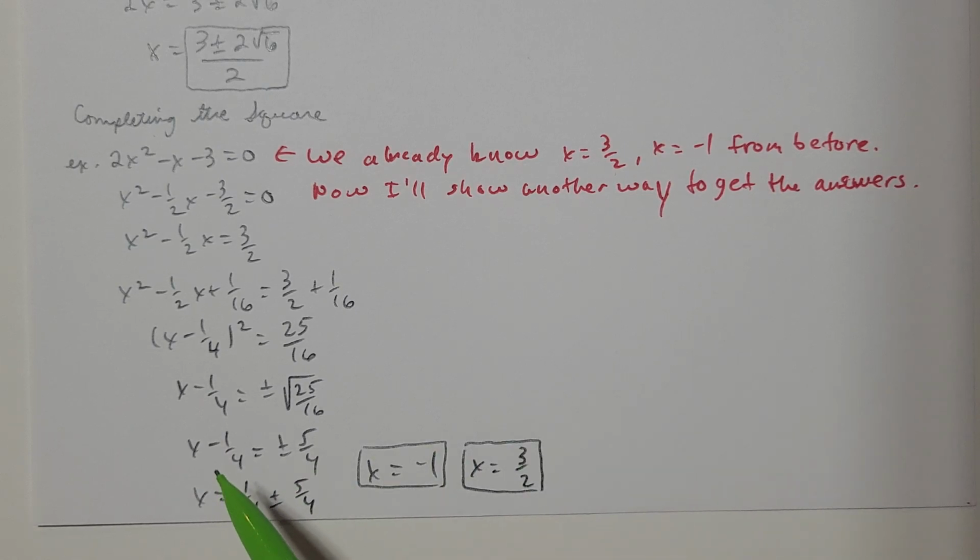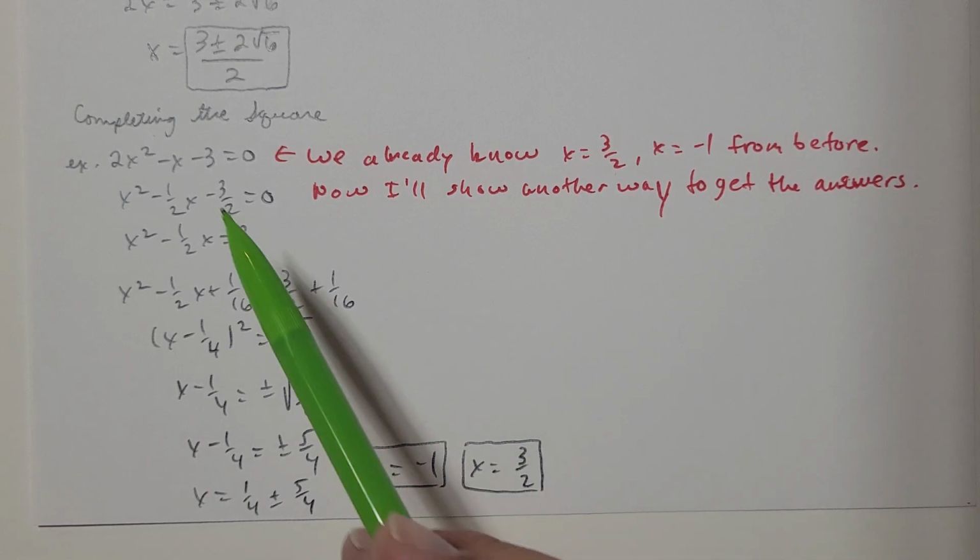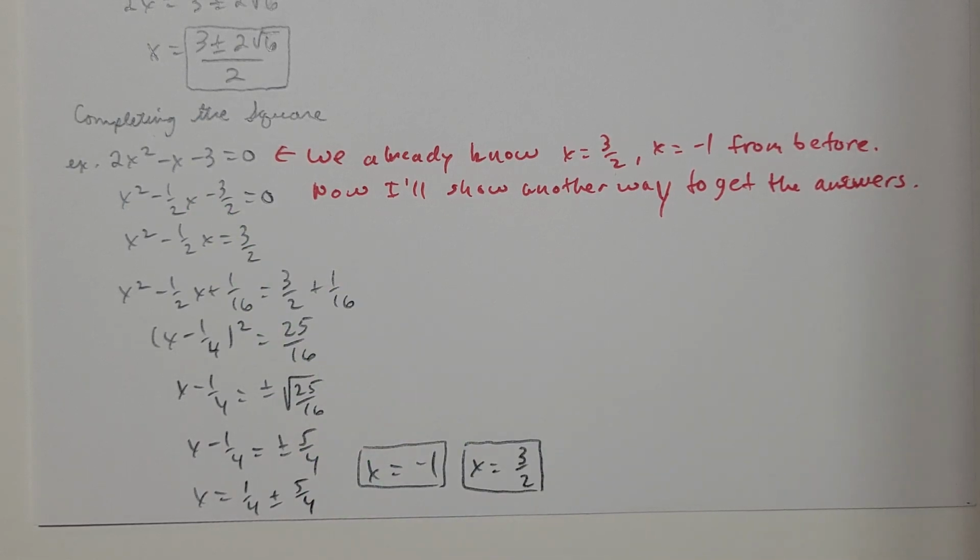Now I'm solving this for x, so let's go ahead and add 1/4 to both sides. x is equal to 1/4 plus or minus 5/4. Well, 1/4 plus 5/4 would be 6/4. 6/4 reduces to 3/2. 1/4 minus 5/4 would be negative 4/4, or negative 1. Okay, so those two numbers would be the two solutions. Again, whenever I have a quadratic equation, I always have two solutions.